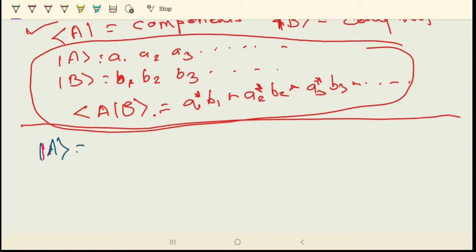vector A, I can represent as A1 E1 plus A2 E2 plus A3 E3 plus so on and so forth. So using basis, I can represent any vector in the form of components.